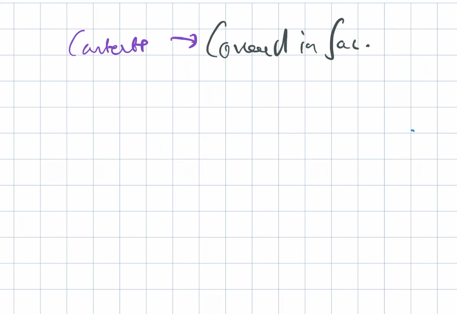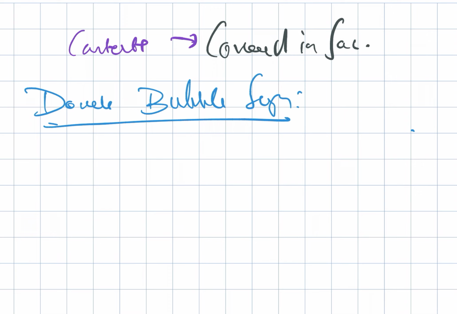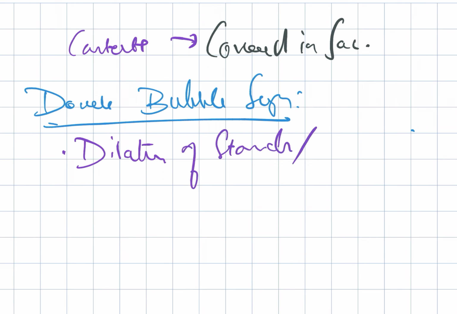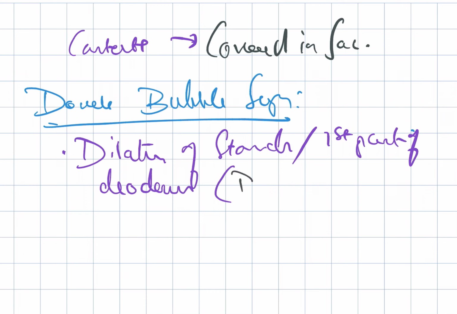Looking at next, it is the double bubble sign. It refers to the dilation of the stomach and the first part of duodenum, and this is due to the duodenal atresia.